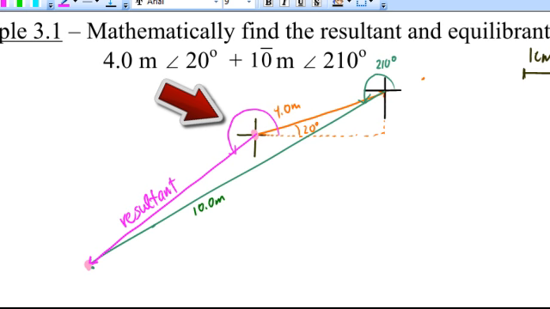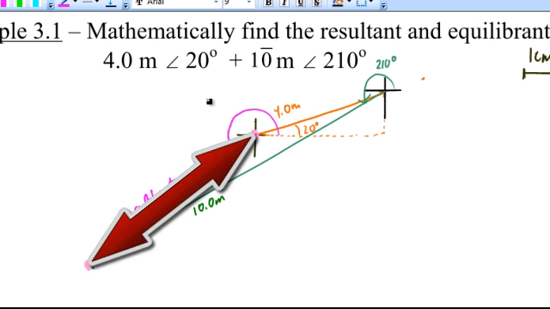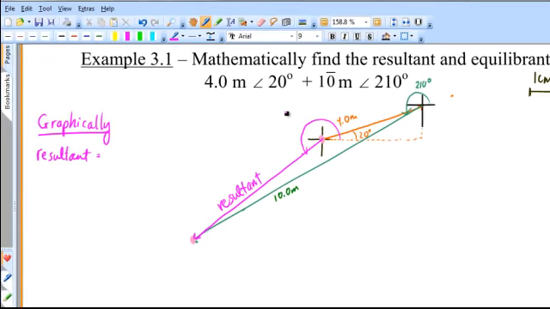So I want to measure that angle using a protractor, and I want to measure this length, and that, according to my scale, will be my graphical resultant. According to my ruler, I get a length of about 6.1 centimeters, so that would correspond to 6.1 meters. And using a protractor, I measure that angle to be around 217 degrees. So my graphical resultant is 6.1 meters at 217 degrees.